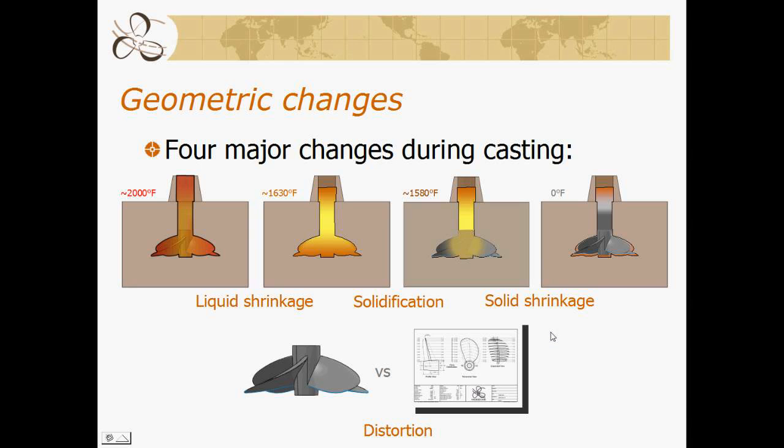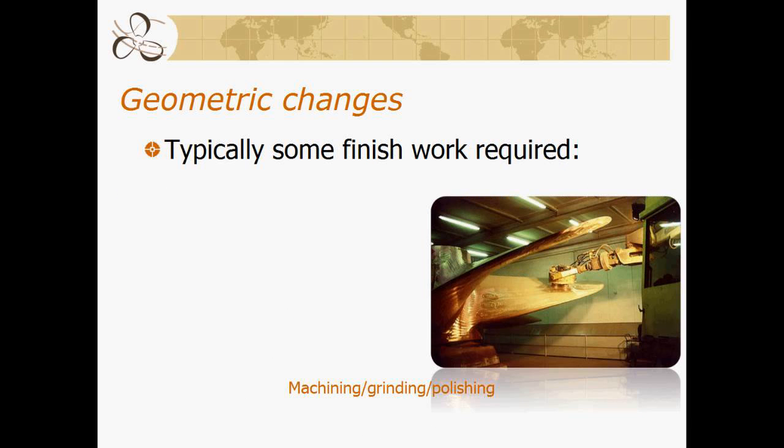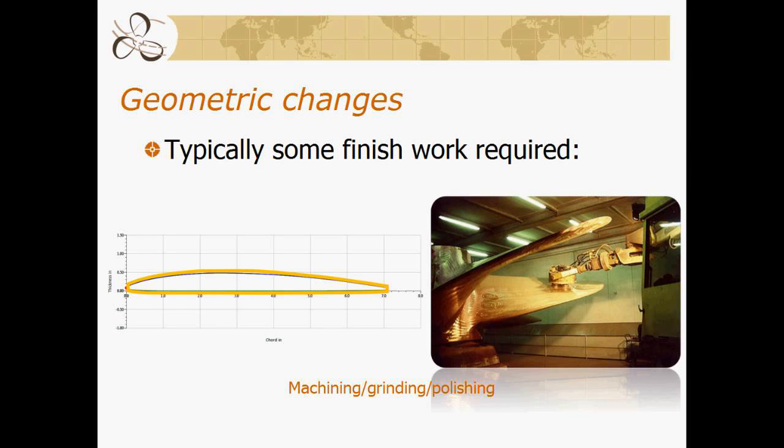The last major shape change is what we refer to as distortion, and this is unanticipated changes in shape due to thermal effects and other stresses that occur while the propeller is solidifying progressively. There's also accounting for the surfaces. We need to remove any sort of defects on the surface, and this means leaving additional machine stock for machining, grinding, polishing, etc.